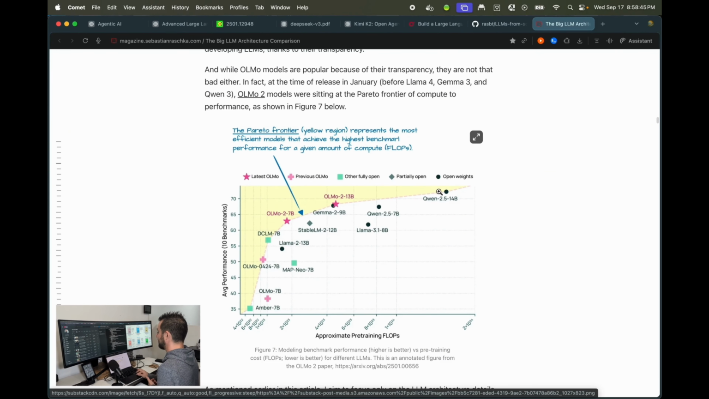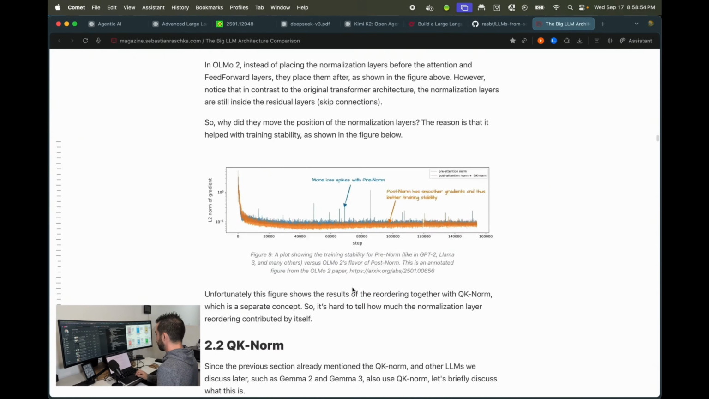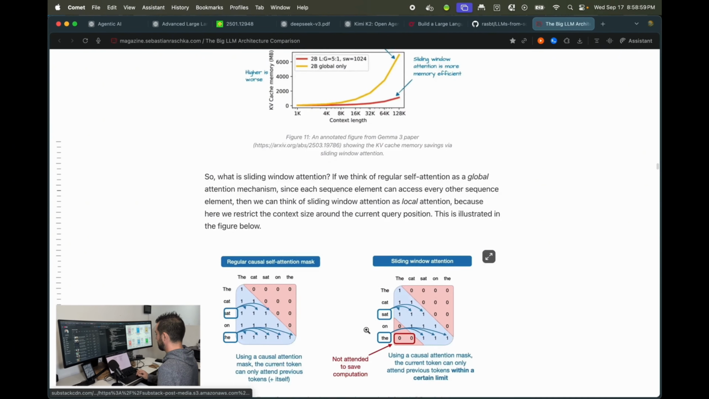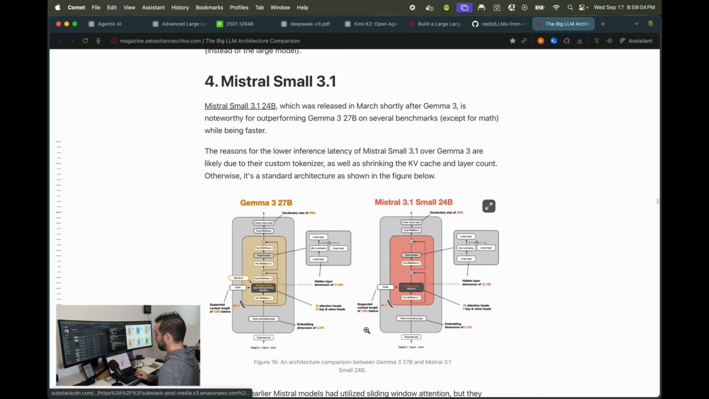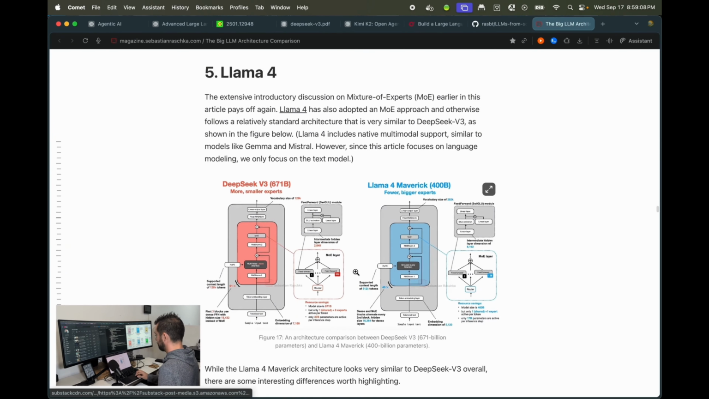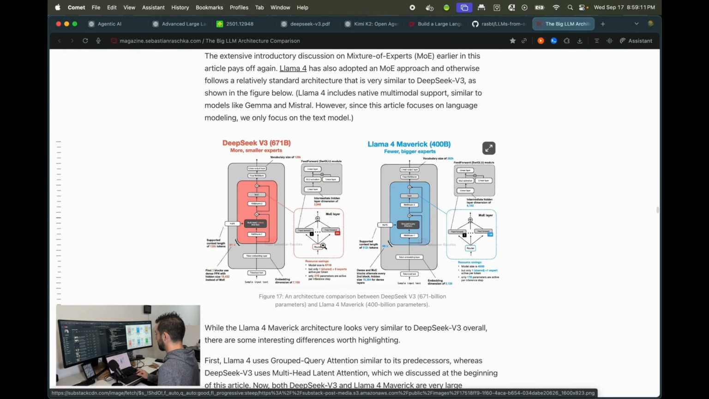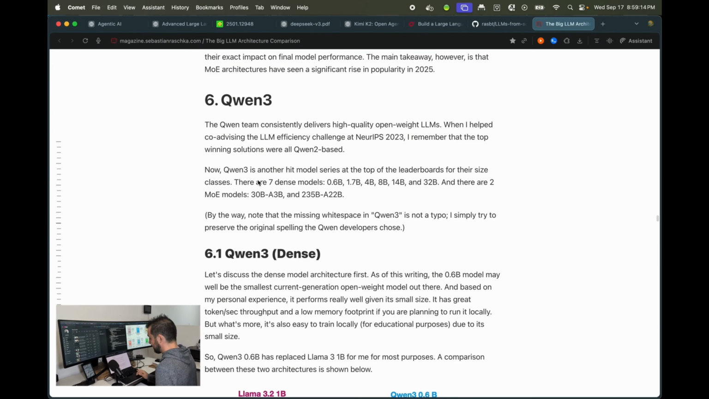Something important to understand when this type of diagram or publication comes out. Many technical details there about Olmo, Gemma 3. We talked about Gemma 3, which is Google's open model. We talked about Mistral, Llama 4, and when it was released. We can see comparisons with other models like Qwen 3.